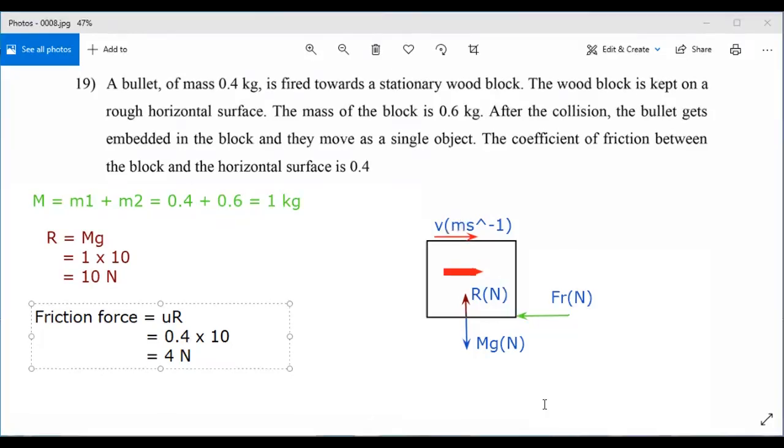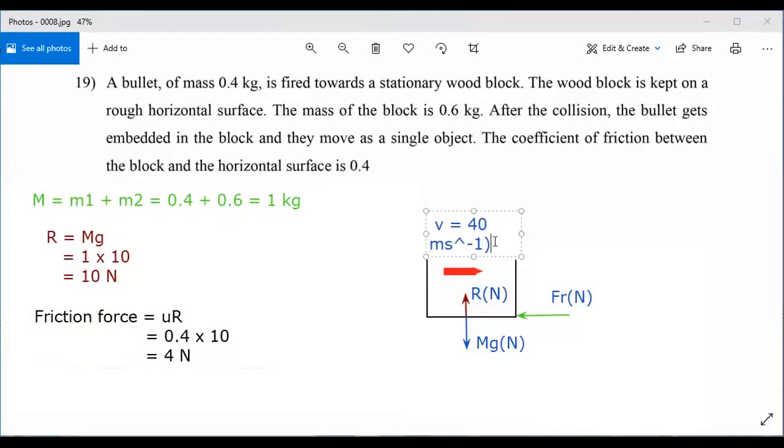Right, the initial velocity of the block after the collision: the block starts to move with a velocity of 40 meters per second. So, due to the friction force, will the velocity be increased or decreased? Somebody please tell me. Decreased, sir. The velocity will definitely be decreased due to the friction force, and finally the velocity of the block will be 0. Am I right here?